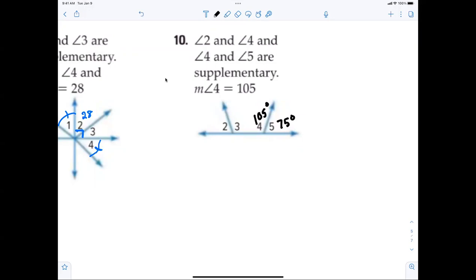So that is correct. 2 and 4 are supplementary. So that makes angle 2 how much? 75, and then that makes angle 3 what? 105. All right, I think that's kind of easy.